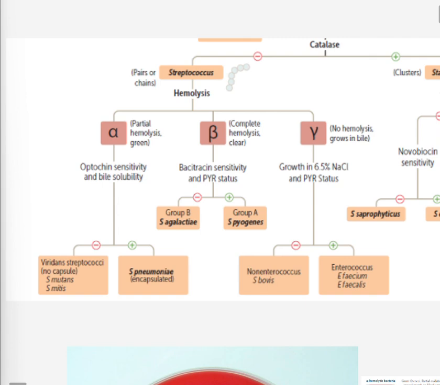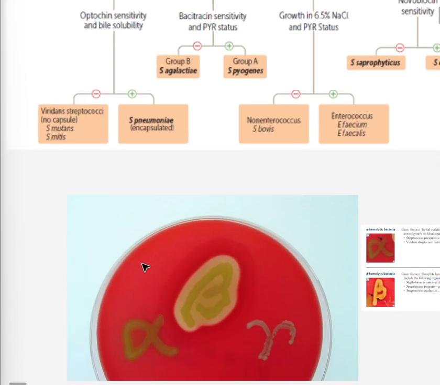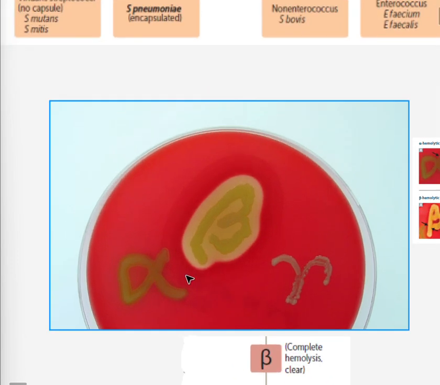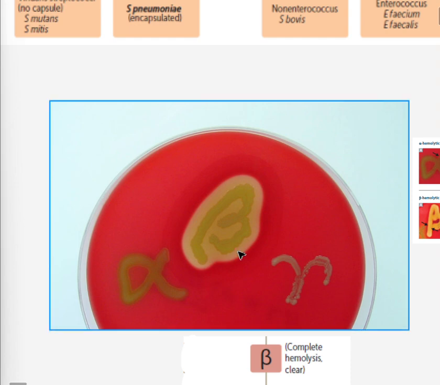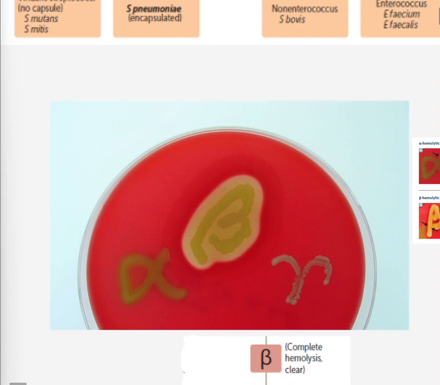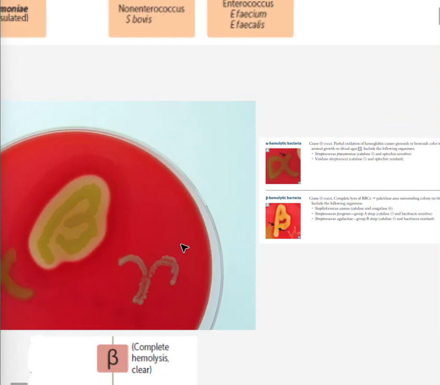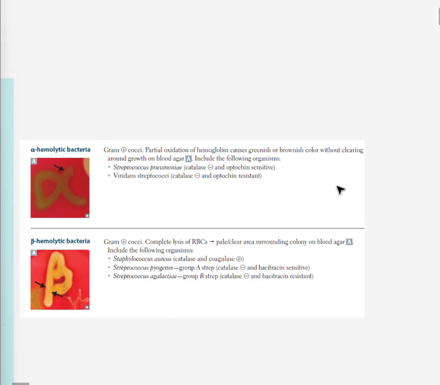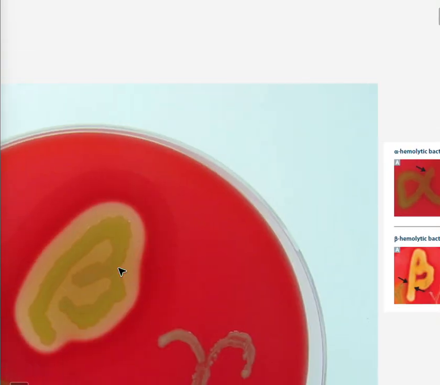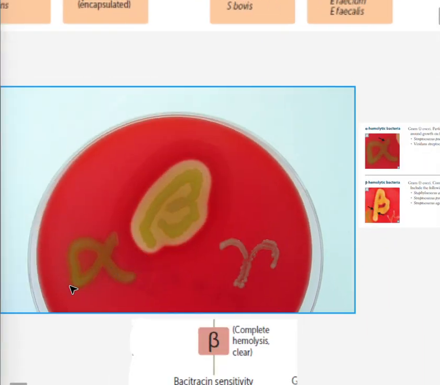Now, hemolysis is basically the destruction of RBCs, right? So the blood agar dish basically contains sheep red blood cells, right? So when bacteria grow on the plate, we look at what happens to the surrounding red blood cells because we have the sheep red blood cells on this agar. Now we have three types of hemolysis that the streptococci do. We have alpha hemolysis, beta hemolysis, and then gamma hemolysis, right? Let me just show it to you on this slide. So this is alpha hemolysis, this is beta hemolysis, and this is gamma hemolysis.